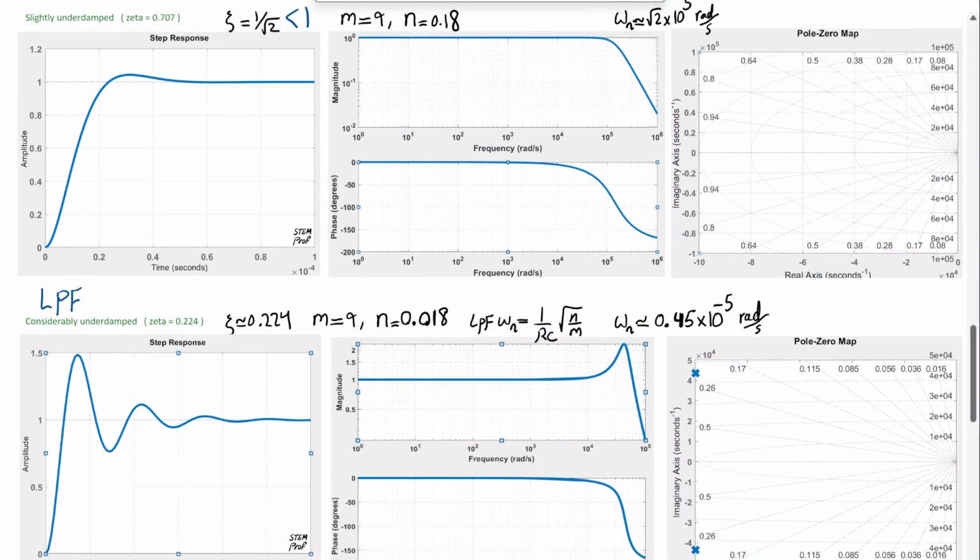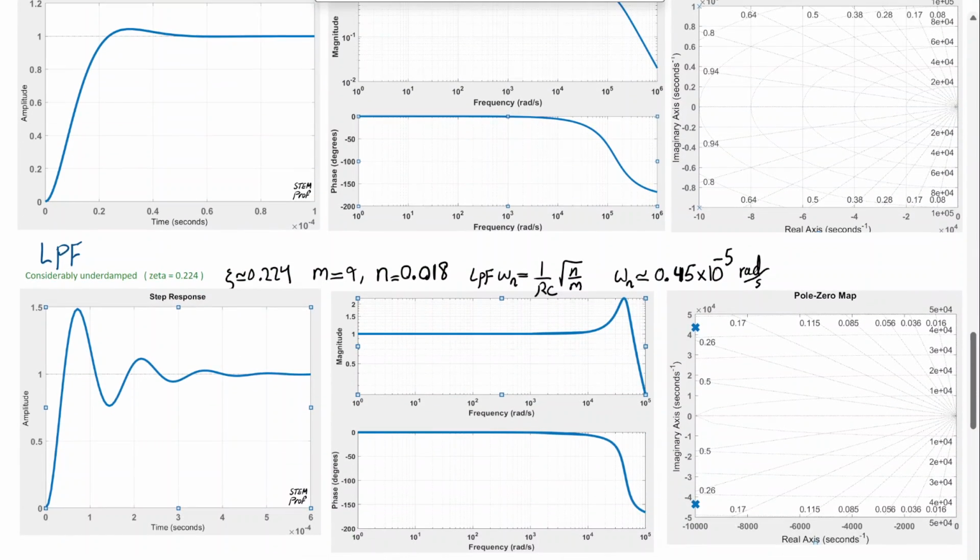And if we keep doing this to the low pass filter as shown here, by further reducing n, we get to a low pass filter that is now considerably underdamped with zeta 0.224. Then again, repeating omega n for the low pass filter, this time omega n is further reduced from what used to be 450,000 to 10 times less, 45,000 radian per second.